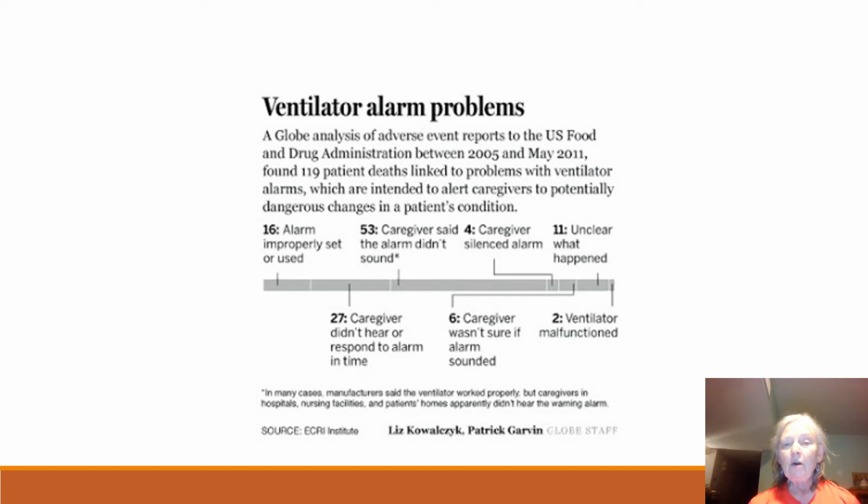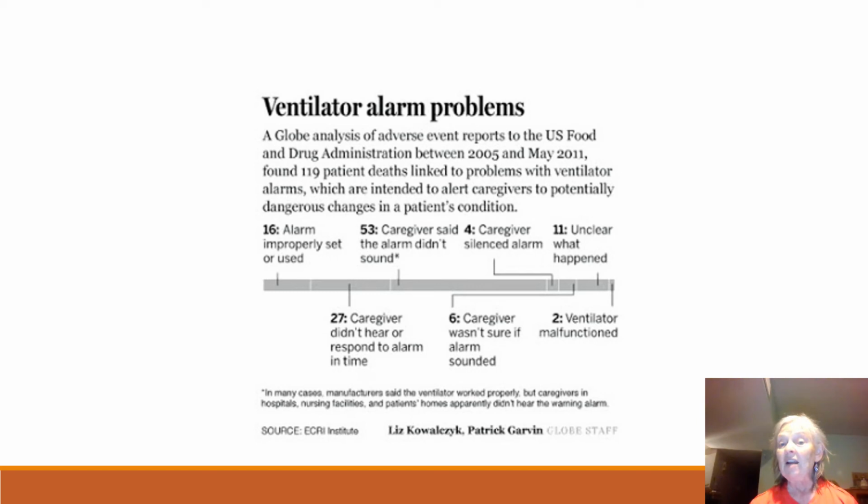Ventilator alarm problems. They did this study, as you can see, between 2005 and May 2011. 119 patient deaths linked to problems with ventilator alarms. So what were the different reasons that were given for this? 16, because the alarms were improperly set or not used appropriately. 53, caregivers said the alarm didn't sound at all. But the manufacturer, if you look towards the bottom, tells you the alarm worked properly. However, the caregiver still said it didn't work.